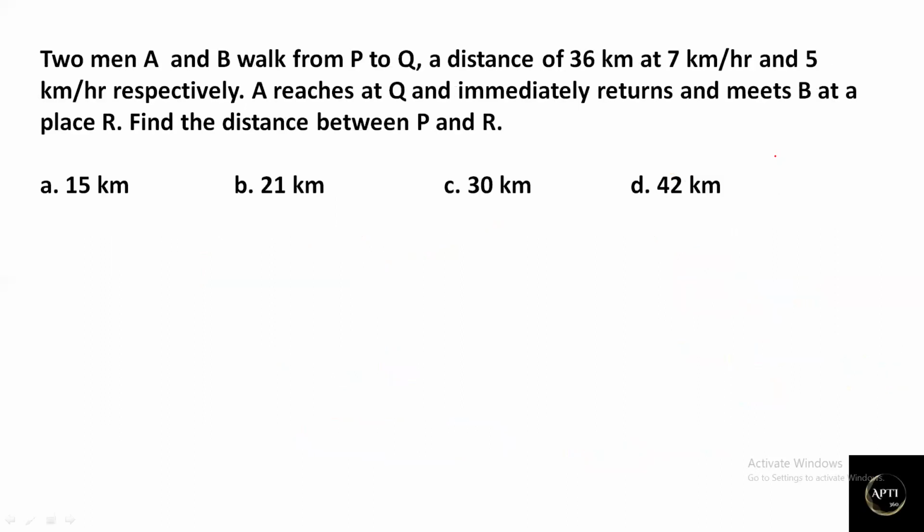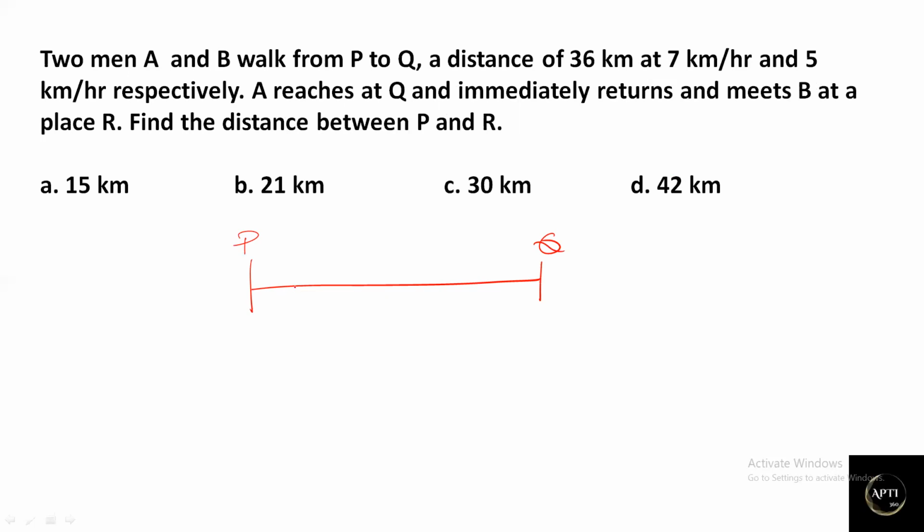Two men A and B walk from P to Q, a distance of 36 kilometers, at 7 kilometers per hour and 5 kilometers per hour respectively. A reaches Q and immediately returns and meets B at place R. Let's consider here 2 points or 2 stations. We can take them as P and Q. Here it is P and here it is Q. A and B are two men.